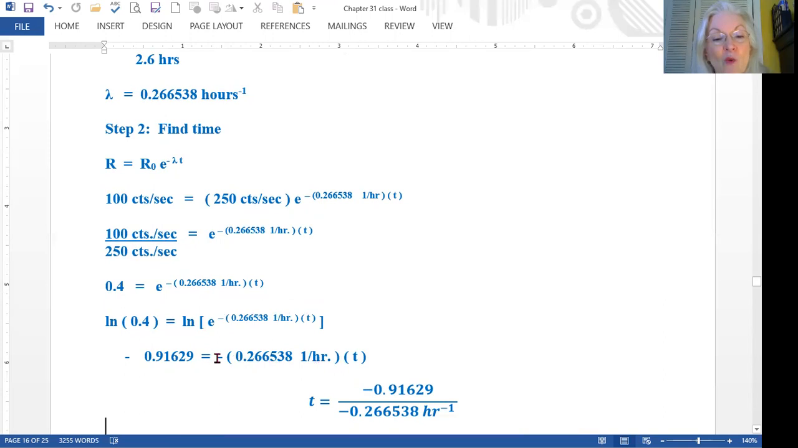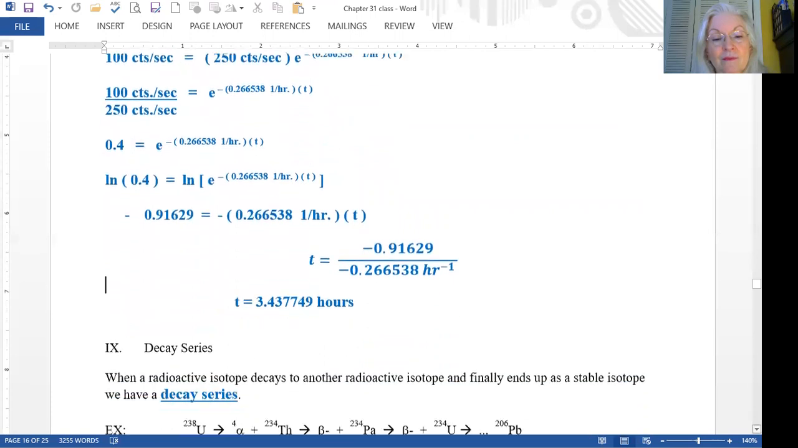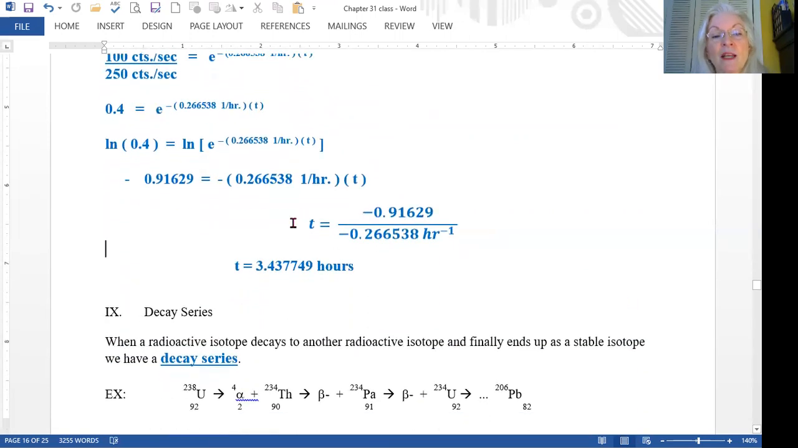And now we can isolate the t. Divide both sides by this value. We have that t, I'm going to scroll down, t will be negative 0.91629 divided by negative 0.266538 hours to the minus 1.